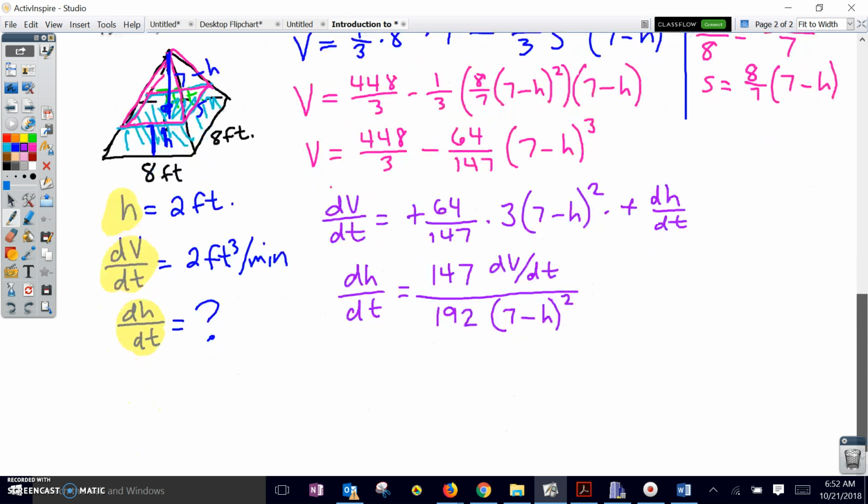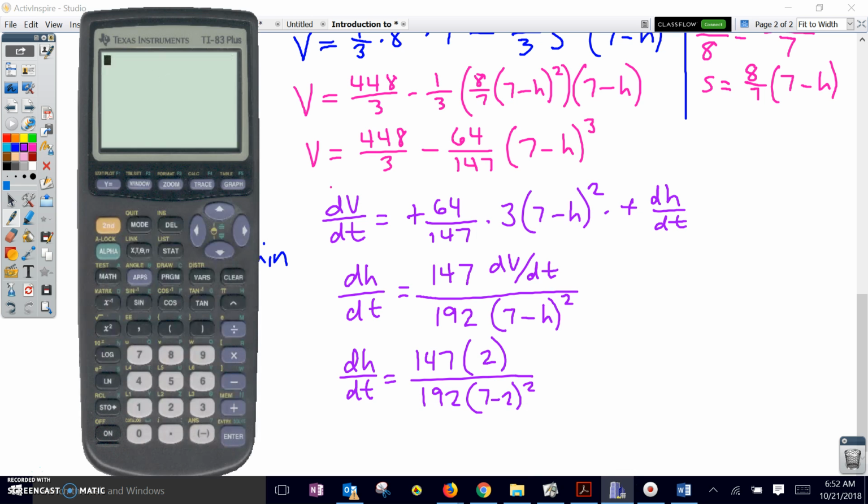And now in order to find the value of dh/dt, I'm just going to substitute in my known values. Got 147 times 2 over 192 times 7 minus 2, the quantity squared. I'm going to go ahead and calculate this. We've got 147 times 2 over 192 times 5 squared, which is 25. And I get 0.06125.